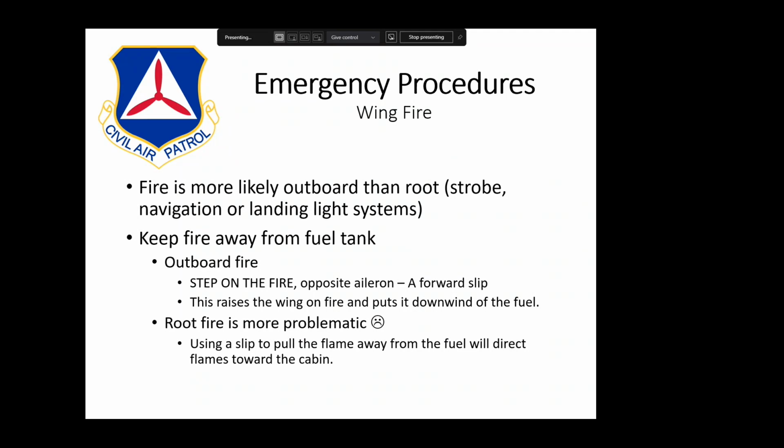A root fire is a little more problematic because if you slip the aircraft to pull the fire away from the fuel tank, guess where it puts the fire? Towards the cabin. So you have to think about that. It's what's your best option of only bad options?